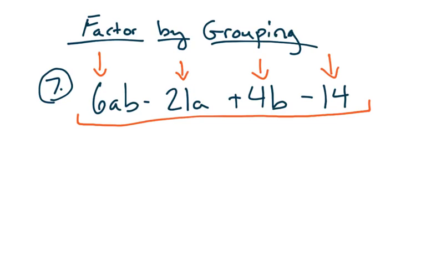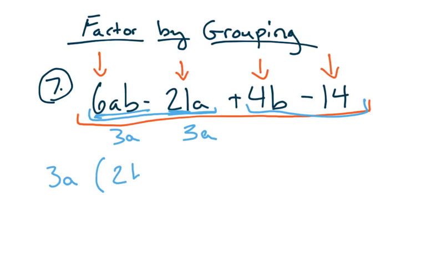So when that is the case, usually the next move is to pair the terms. We'll pair these two together, and let's just try to factor out what they have in common. Clearly 6 and 21 share a 3, so we're going to factor out a 3 and divide through by 3. They also share an a, so we'll factor out a 3a. That'll leave me with 2b minus 7.